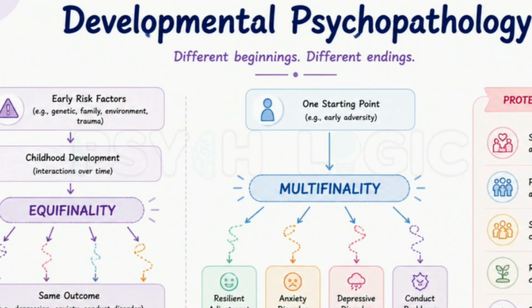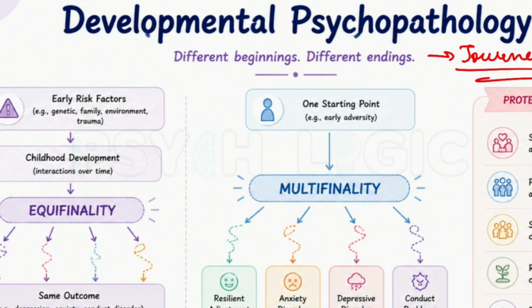With this, we are done with MMSE versus MoCA, and we will be moving on to some lifespan issues, starting with developmental psychopathology. At first glance, this term sounds very complicated, but the actual idea is very intuitive. The simple meaning is: how does a mental illness develop over time? Instead of looking at the symptoms of a person today, the approach asks what path brought them here. Different beginnings, different endings. It's all about the journey and not the destination.